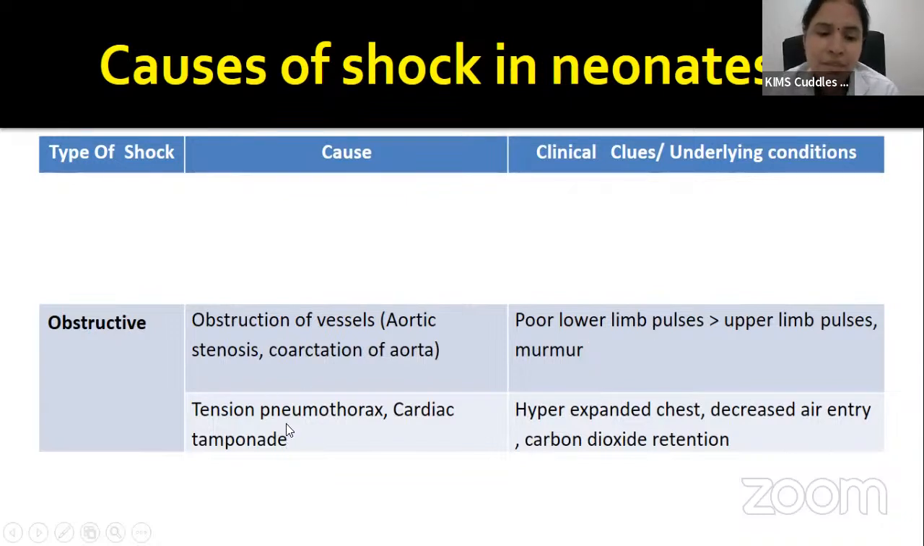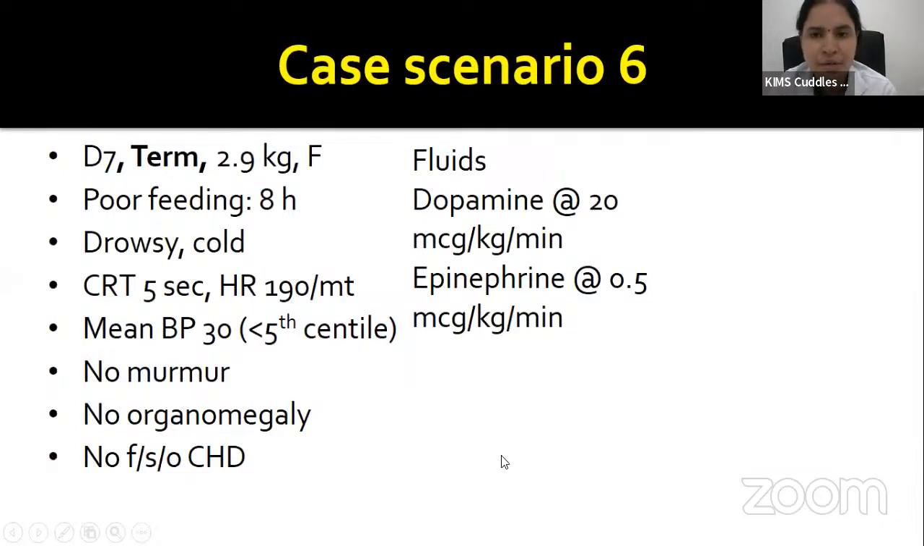Or this can be seen in tension pneumothorax or cardiac tamponade, where the other clinical signs would include muffled heart sounds. In tension pneumothorax, we may see hyperexpanded chest and unequal air entry, decreased air entry on the side of the pneumothorax. And in blood gases, we will see carbon dioxide retention. There can be acute cardiovascular collapse like we saw in this case. So this is a case of obstructive shock.